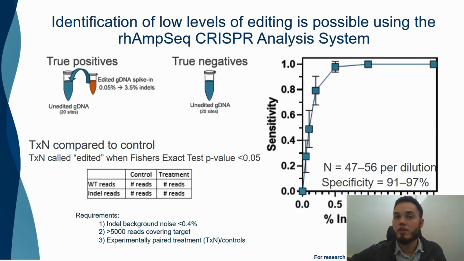Here you can see with about 47 to 56 pairs per indel dilution level, we are able to correctly characterize 95% of true positives down to 0.5% indels in this data set, while correctly characterizing true negatives approximately 95% of the time. A key requirement was that this was performed with at least 5,000 reads per target, paired treatment controls, and background indel levels less than 0.4%.